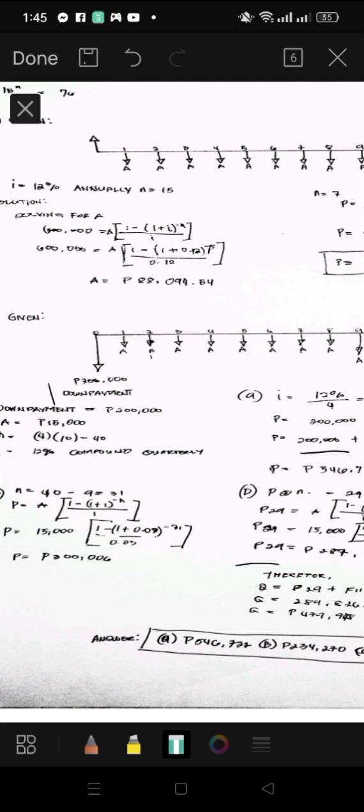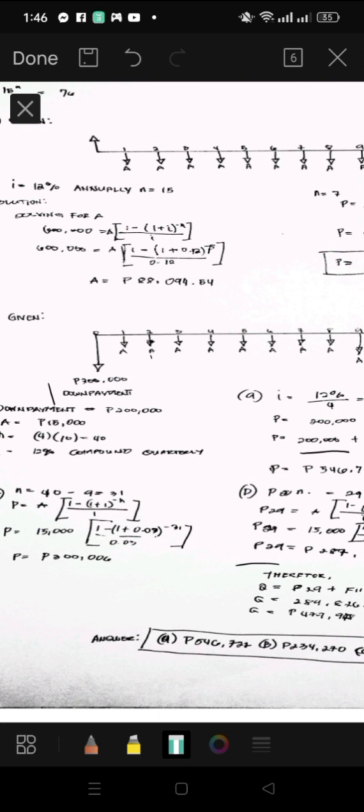n is equal to 40 minus 9, which is equal to 31. So our solution is P equals A times the quantity 1 minus (1 plus i) raised to the power of negative n, over i.